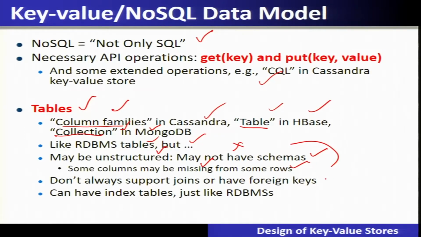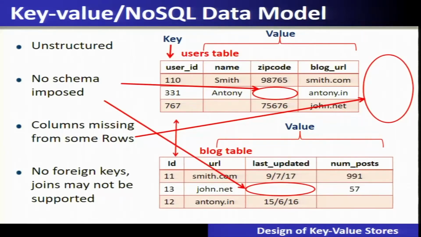Similarly, a NoSQL data store does not require joins or foreign keys, and does not have index tables like RDBMS. These details are explained in the following illustration. For example, if the data is unstructured, no schema can be imposed and the data is organized in the form of a key value store. But let us take this example of a table, let us say Cassandra's column families.